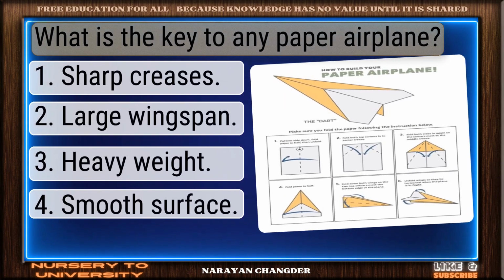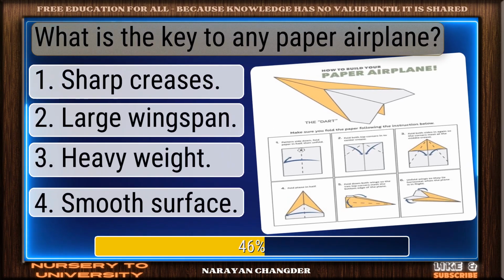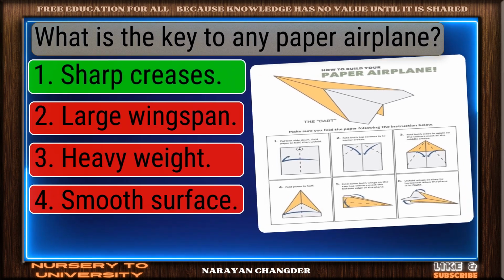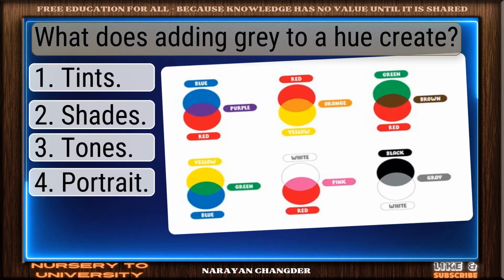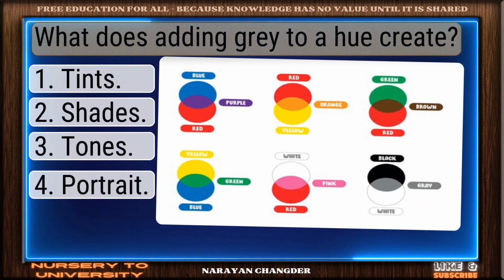What is the key to any paper airplane? Right again. Sharp creases is a valid answer. What does adding gray to a hue create?